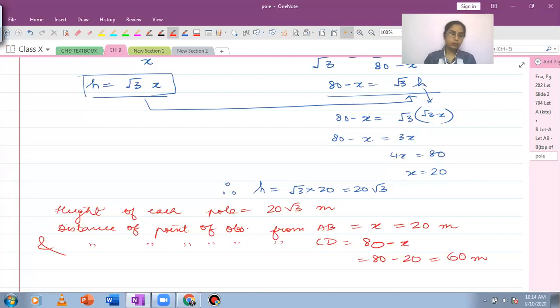It's an important question. ये बहुत ज़्यादा इसमें variations में आ जाता है where the poles are of different heights. Even then some kind of other relation will be given for you to work this out.